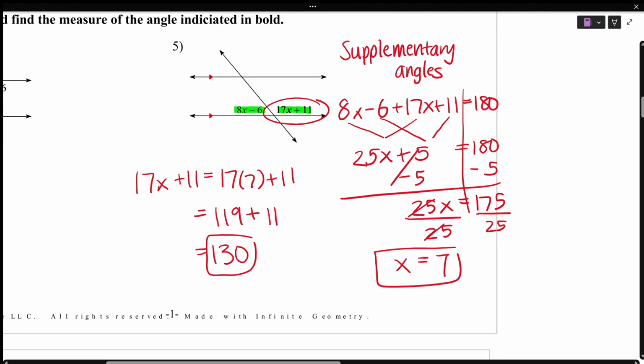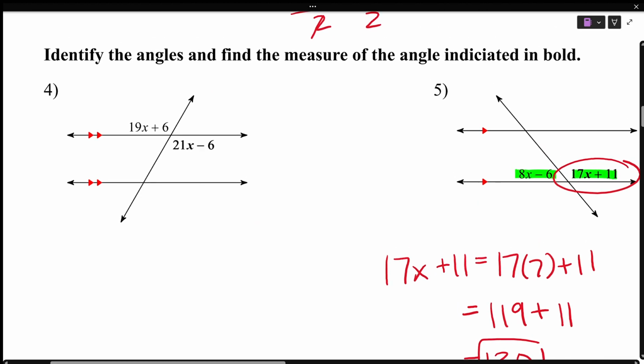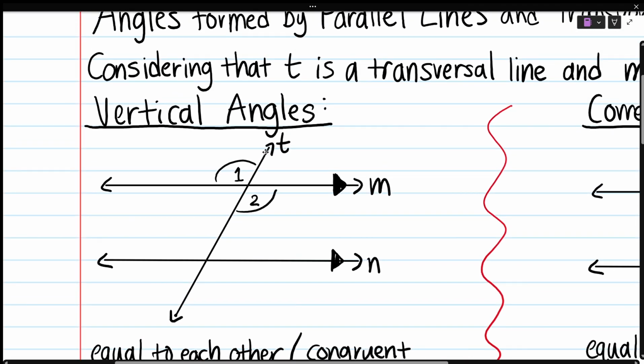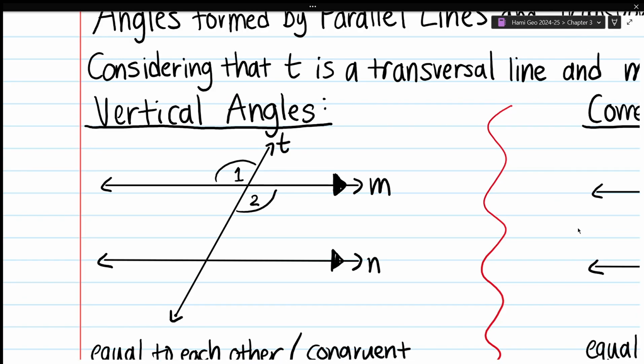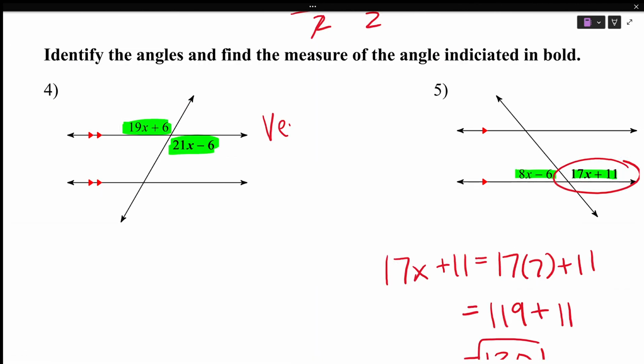Okay, number 4, I'm going to set it up for you, but you are going to try it on your own. Okay, we have these two angles that are across from each other, opposite from each other, so we got to identify them. What kind of angles are they when we look at our picture? Right here, right? Vertical angles, they're opposite from each other, okay? So these are vertical angles.